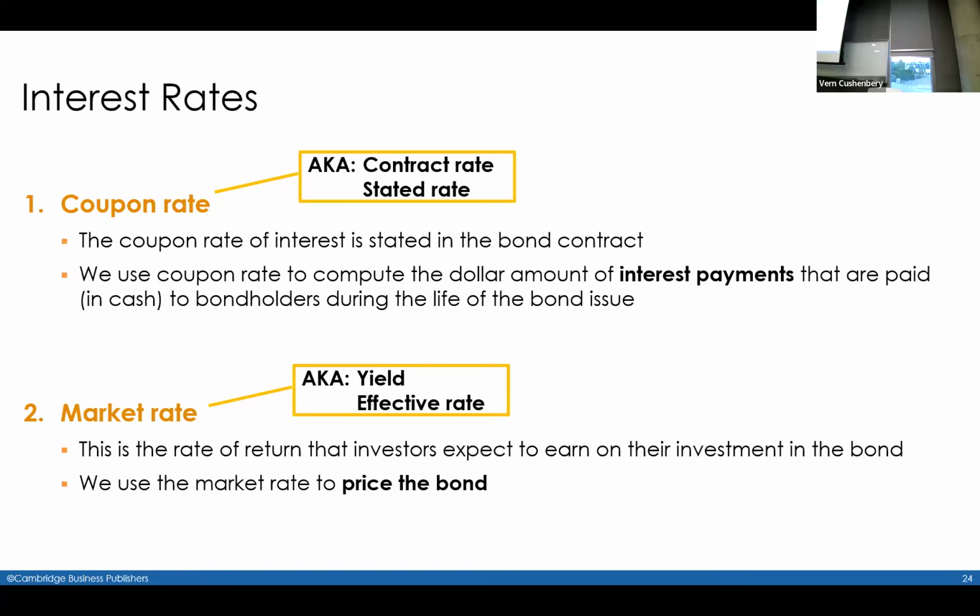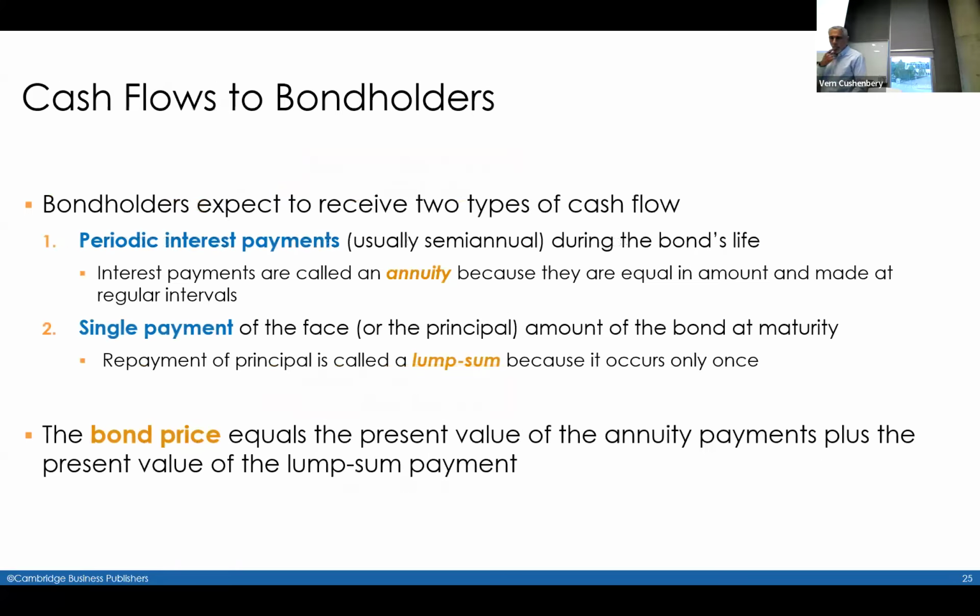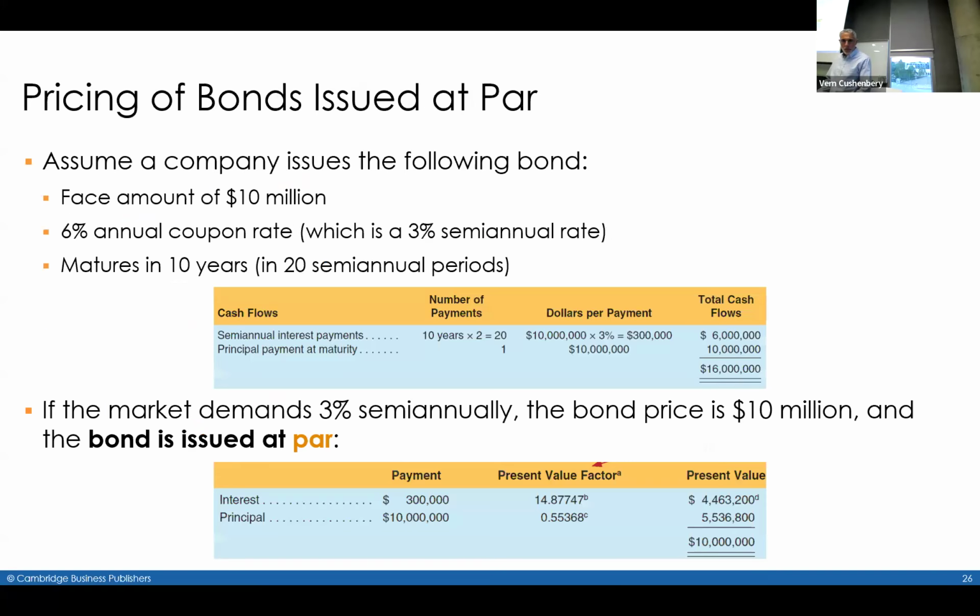So let's talk about this effective rate and how it results in premiums and discounts. Okay, let's start with a very simple example, just so that we're all using the same numbers here. Assume a company issues the following bond: we have a face amount of 10 million, 6% annual coupon rate, which is 3% semi-annually, and it matures in 10 years, i.e. 20 semi-annual periods.